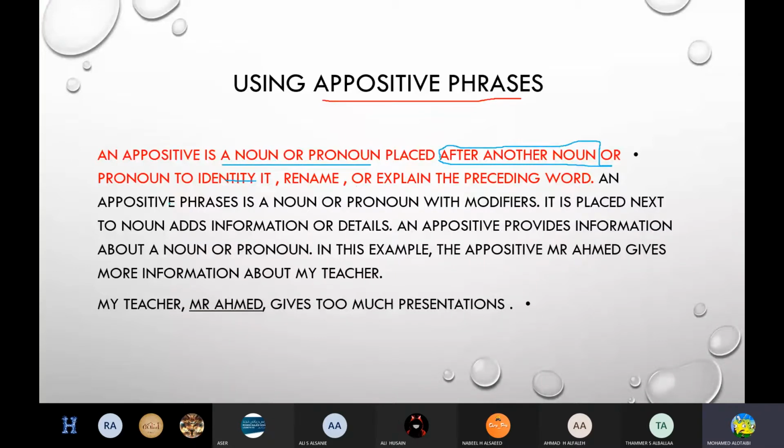In this example, the appositive Mr. Ahmed gives more information about my teacher. My teacher, Mr. Ahmed, gives too many presentations. Like that, we have here my teacher. I'm talking about my teacher and I'm describing him or renaming him as Mr. Ahmed. His name is Mr. Ahmed. And the predicate gives too many presentations. Here I'm describing what he does for us. Let's go to the next page, teacher. Okay.